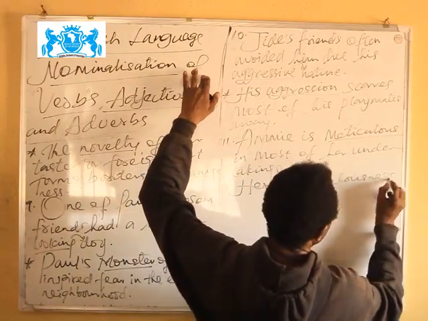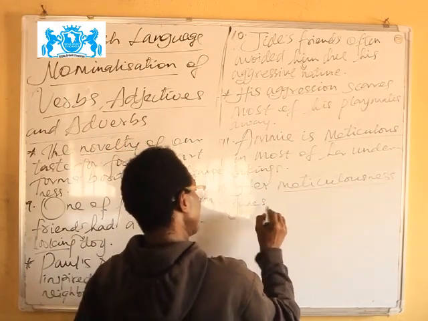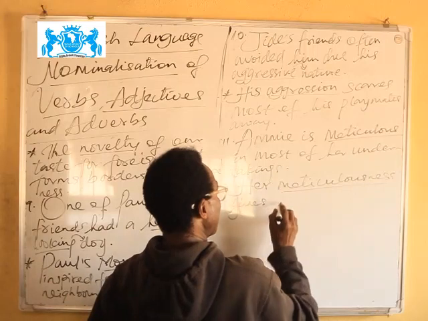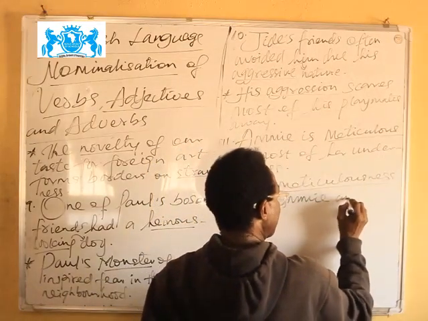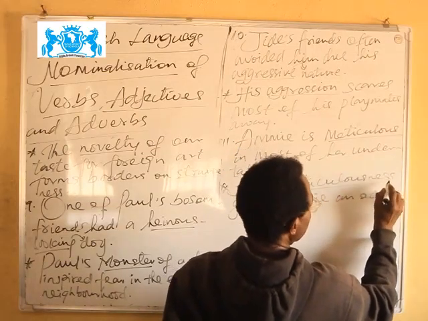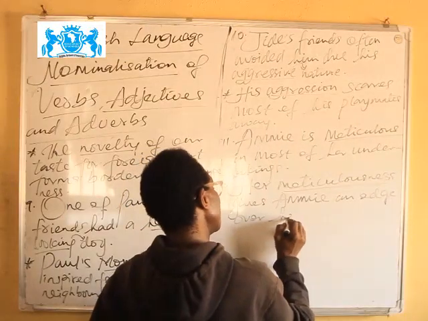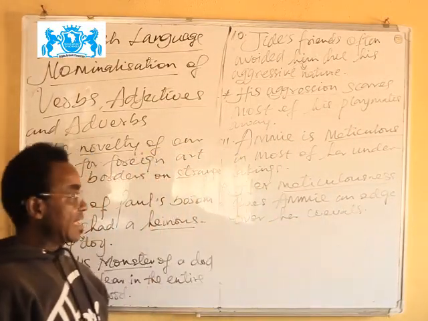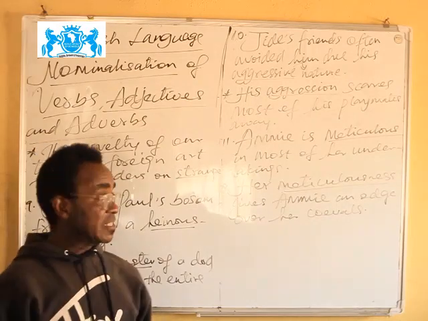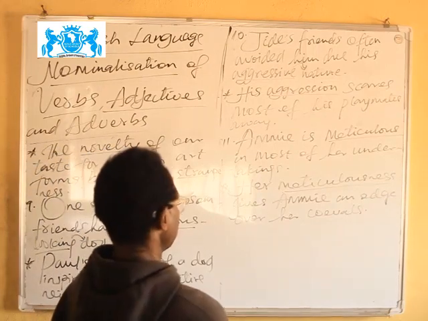Her meticulousness gives Annie an edge over her coevals. Gives her an edge over her coevals. Her meticulousness gives her an edge over her coevals.